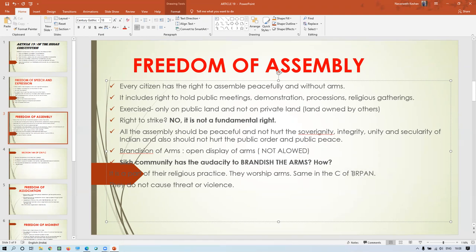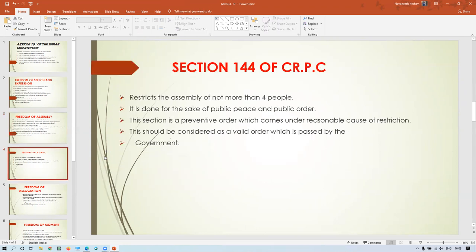It is the same in this case. So this is an exception which can be discussed in the freedom of assembly. And there is something else. Now Section 144 also is a form of assembly, right? Section 144. What does Section 144 mean?